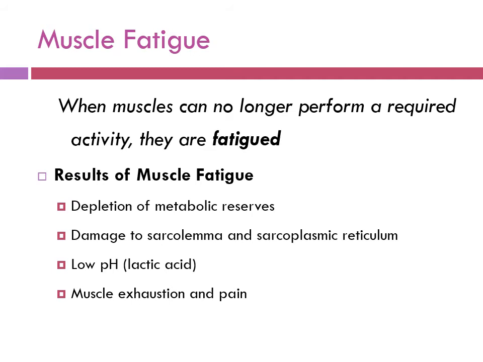When muscles can no longer perform, they are what we call fatigued. So muscle fatigue results when we deplete our metabolic reserves. So we have no more ATP, no more glucose, nothing else to break down. Or when we damage our sarcolemma or our sarcoplasmic reticulum, so we can't transmit the action potential with a damaged sarcolemma, we can't release calcium with a damaged sarcoplasmic reticulum. When our pH is low, so we have high levels of lactic acid, that makes it more difficult to produce ATP, and we end up with exhaustion where we cannot physically move the way that we want to, and then it becomes very painful.